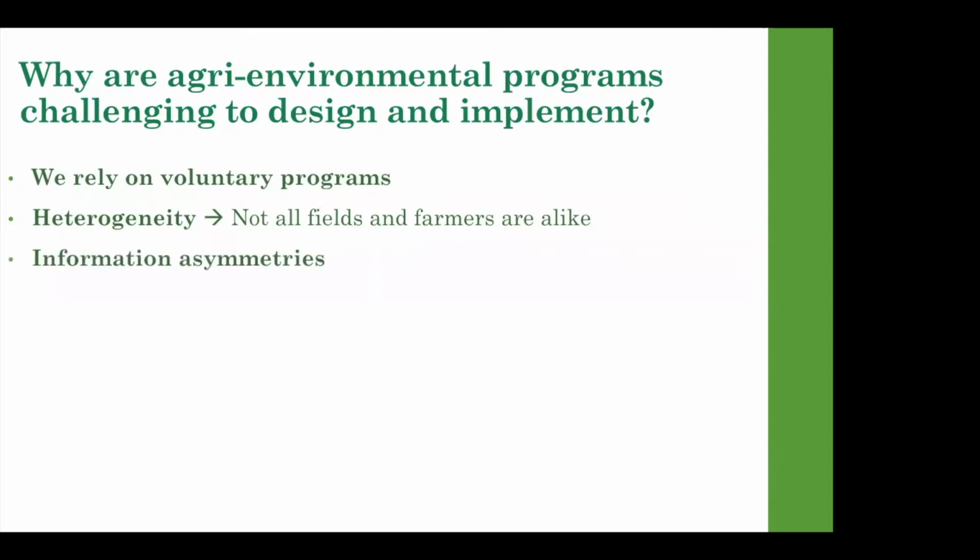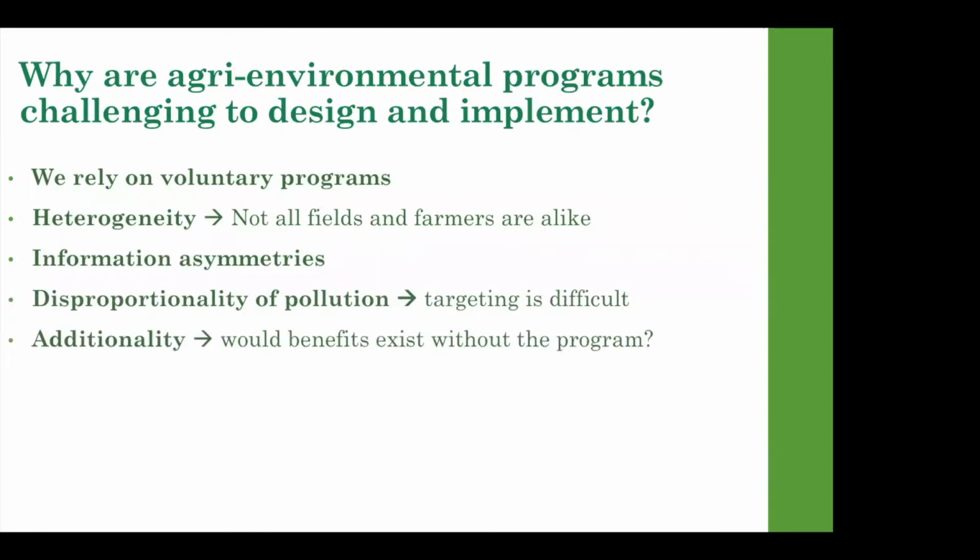We have a disproportionality of pollution, which means there are some farms that we really need to engage, right? These farmers that manage this land, we really want to engage because they're having a big impact on something like water quality, but targeting is really challenging. We want to know that our funds are getting additional environmental improvements. Might be concerned about transaction costs and how that might limit participation.